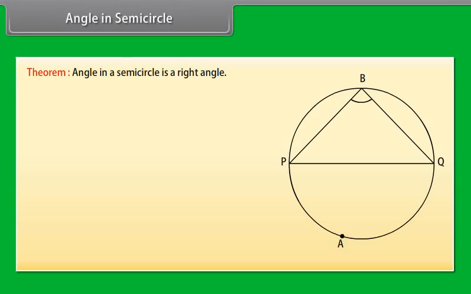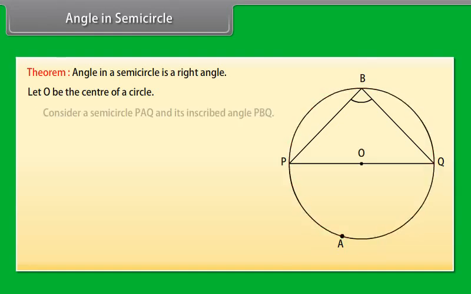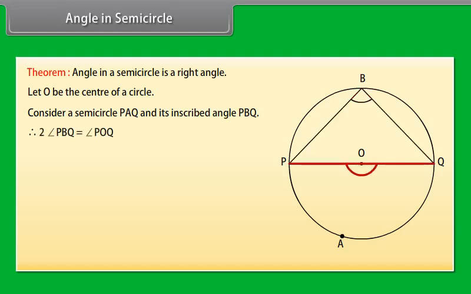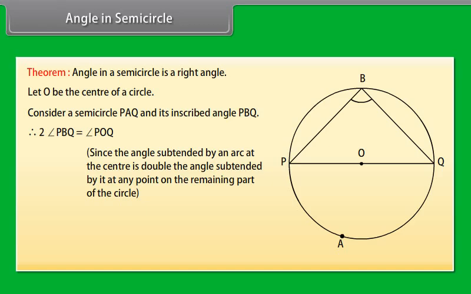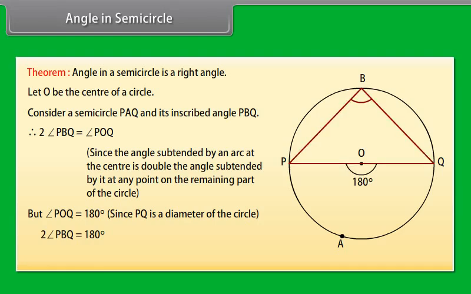Angle in a semicircle. Theorem. Angle in a semicircle is a right angle. Let O be the center of a circle. Consider a semicircle PAQ and its inscribed angle PBQ. Therefore, 2 angle PBQ is equal to angle POQ, because we know that the angle subtended by an arc at the center is double the angle subtended by it at any point on the remaining part of the circle. But angle POQ is 180 degrees because PQ is a diameter of the circle. 2 angle PBQ is equal to 180 degrees. Therefore, angle PBQ is 90 degrees.